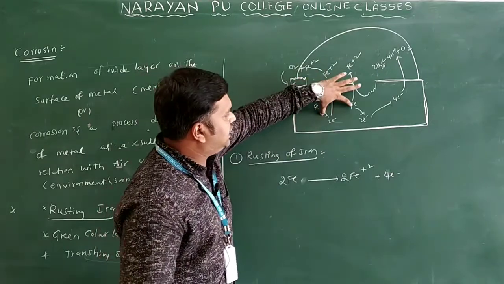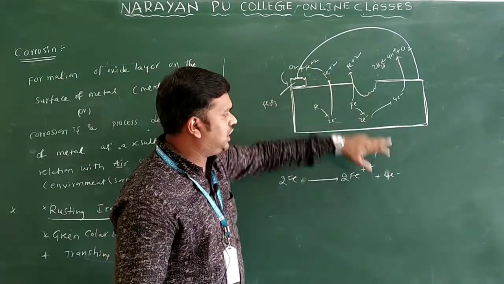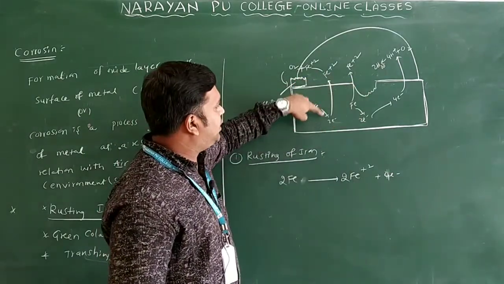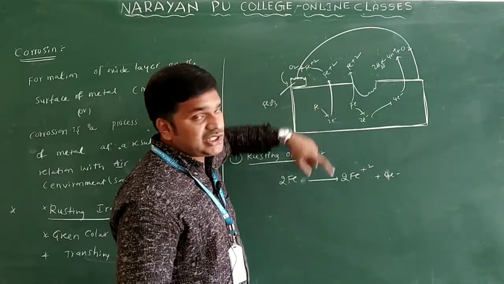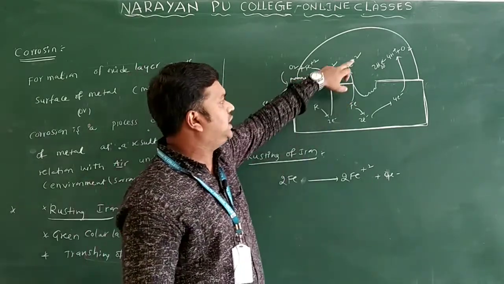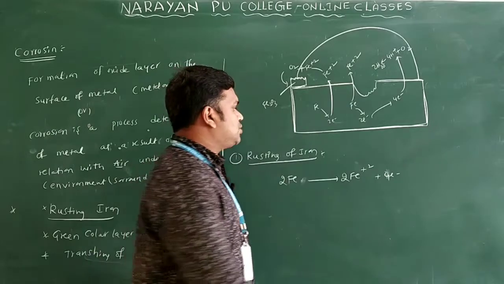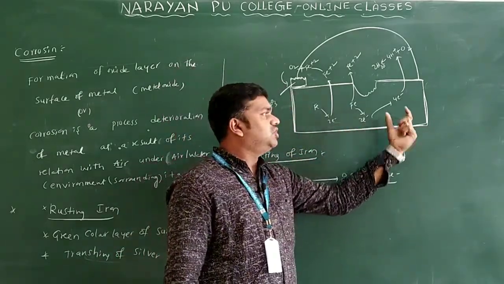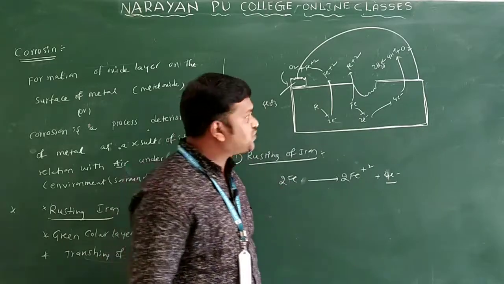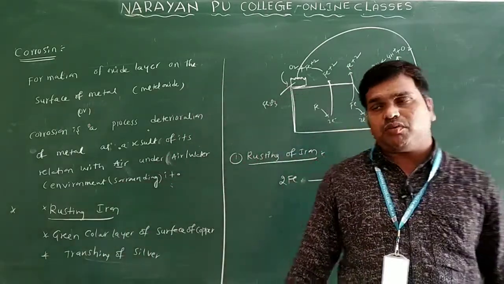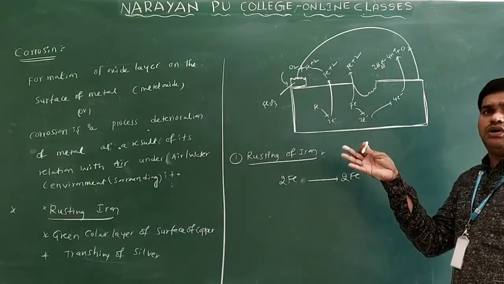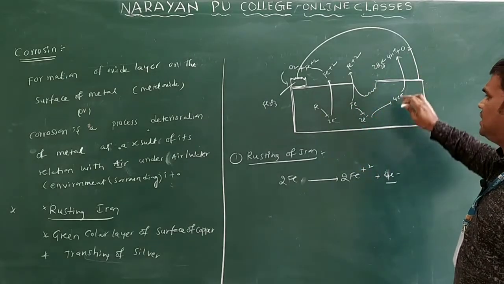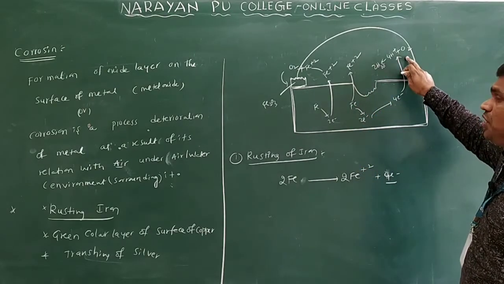So these 2 iron give how many electrons? 4 electrons. Here iron is converted into Fe2+, that is the ferrous ion. So here also iron is converted into Fe2+ ion. Together they give 4 electrons. These 4 electrons can be absorbed by the moisture. Moisture contains water, or you can take that oxygen is there.